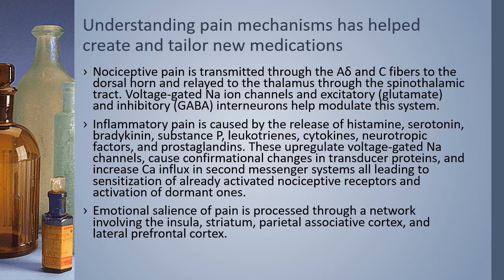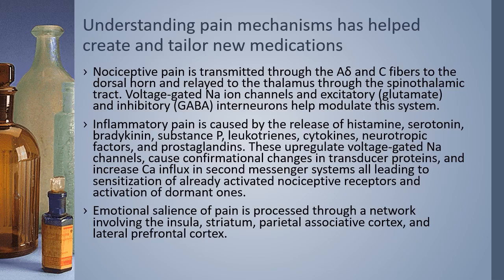Nociceptive pain is transmitted through the A delta and C fibers to the dorsal horn and relayed to the thalamus through the spinothalamic tract. Voltage-gated sodium ion channels and excitatory glutamate and inhibitory GABA interneurons help modulate this system.